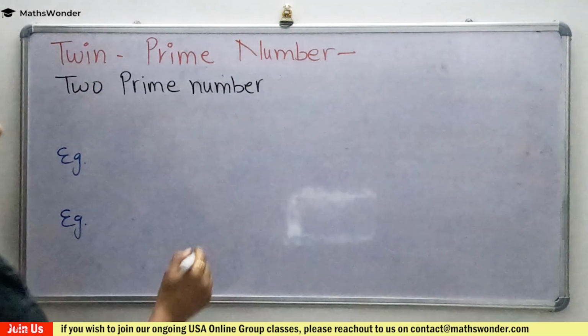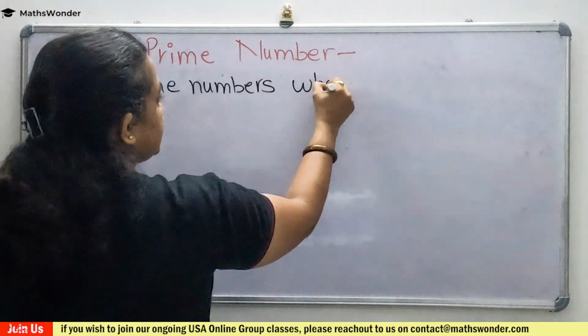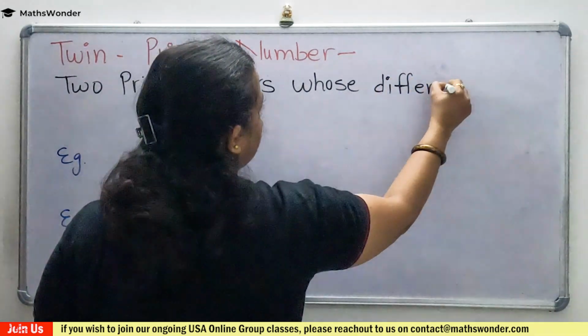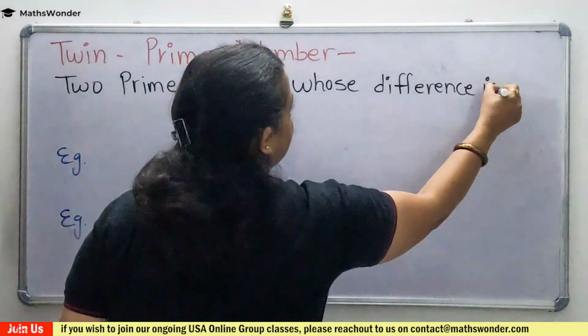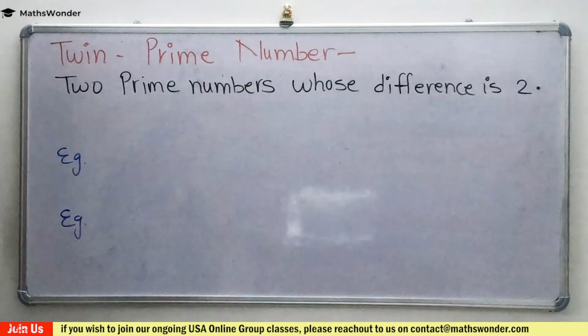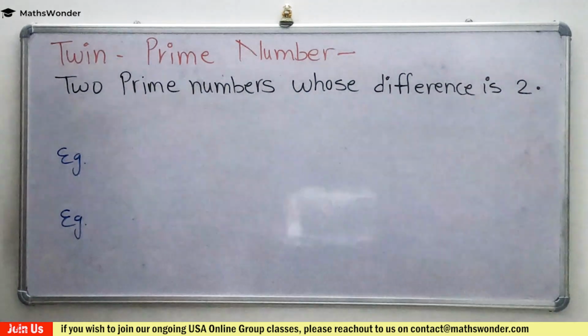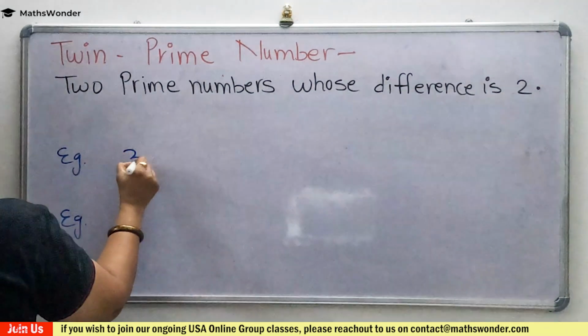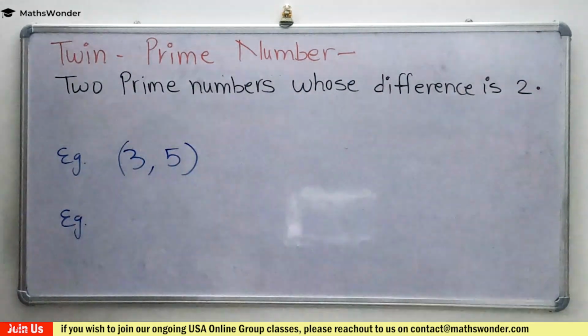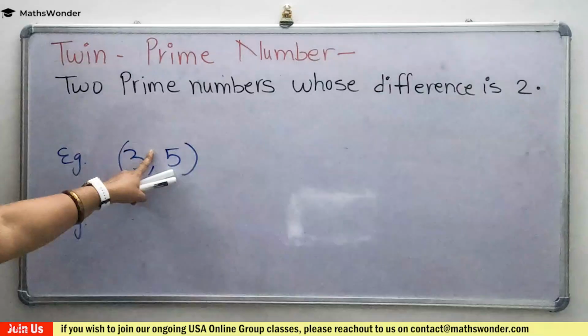Two prime numbers whose difference is 2 are called twin prime numbers. In other words, these two prime numbers are close to each other with a gap of only one number. We call it a twin prime number. For example, 3 and 5. See, both are prime numbers, but there is only one number difference, right?